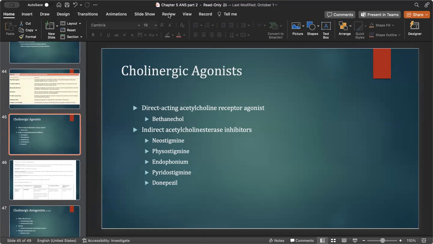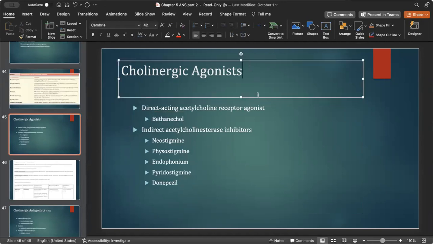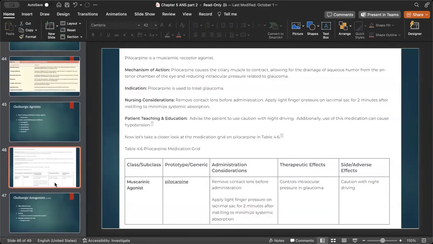So we have direct acting and indirect acting. Those are just different ways of drugs, different mechanisms in which they work. Like I said, if it's an inhibitor, then we have different side effects than we would if we are antagonizing it. So these are the inhibitor ones, or the ones that block, and these are the ones that work on the muscarinic receptors that affect these cholinergic drugs.